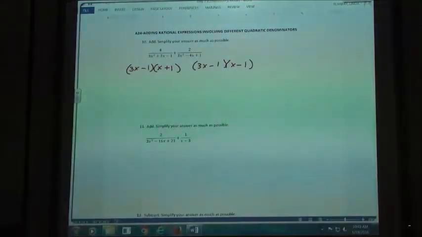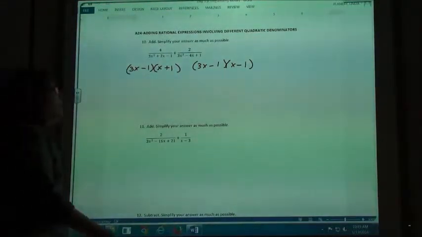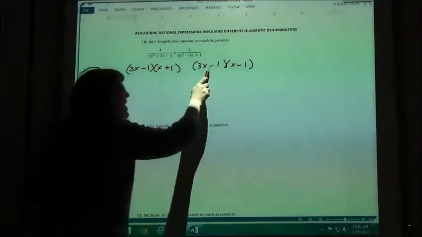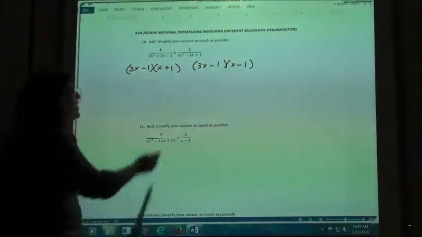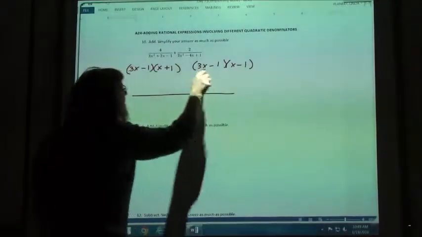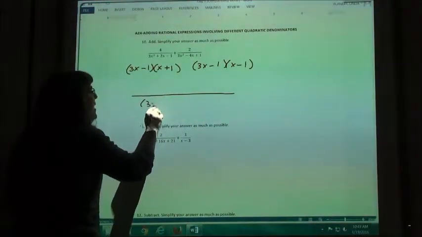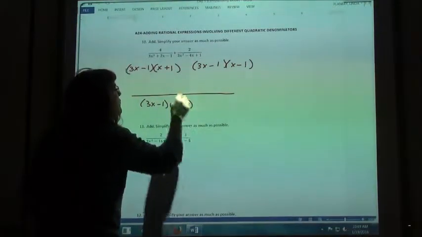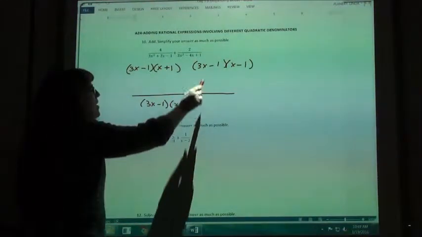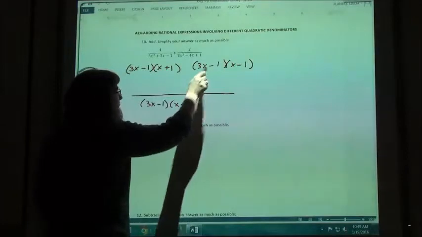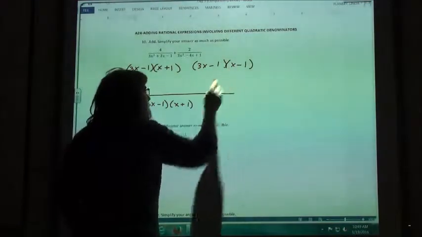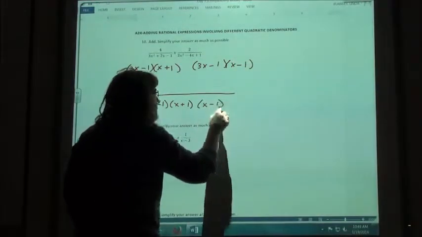So one denominator has 3x plus 1. The other one has 3x minus 1. 3x minus 1 times x plus 1 and 3x minus 1 times x minus 1. So my common denominator, I have the 3x minus 1 and the x plus 1 from my first fraction. Here, I'm going to have the 3x minus 1 already in my denominator, so I don't need it again. And then I need the x minus 1.